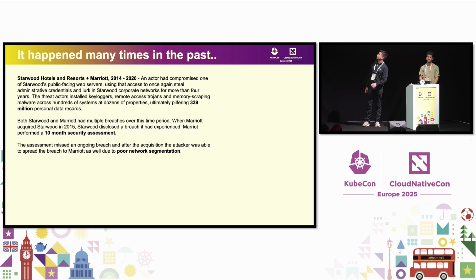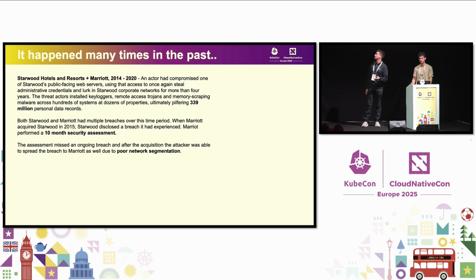This is an interesting one. Starwood Hotels and Resorts, Marriott. There were several long-term breaches, but essentially hackers got in, and then they moved across the network, installing keyloggers, Trojans, all kinds of stuff, getting 339 million personal data records.